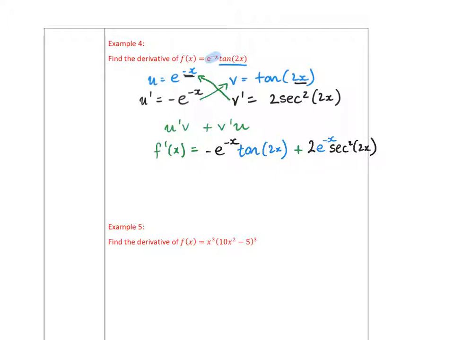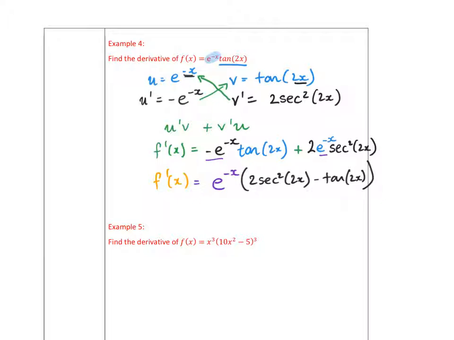Now looking at this, the only simplification we need to do is to take out, let's perhaps think e to the negative x as a common factor. Which would leave minus tan 2x plus 2 sec squared 2x, which I might rewrite as 2 sec squared 2x minus tan 2x. Just to ensure that our notation is consistent, f dash of x there.